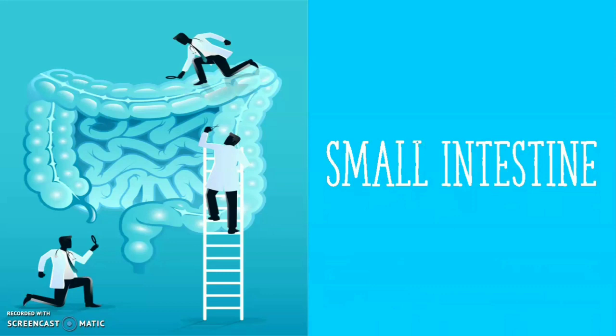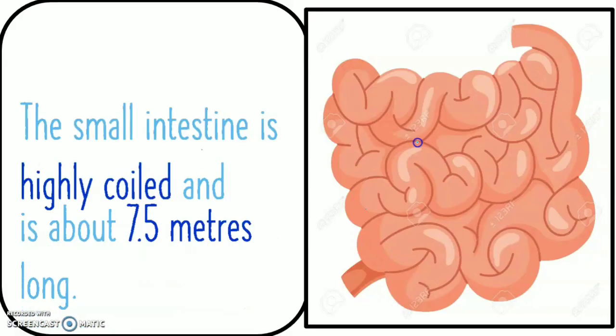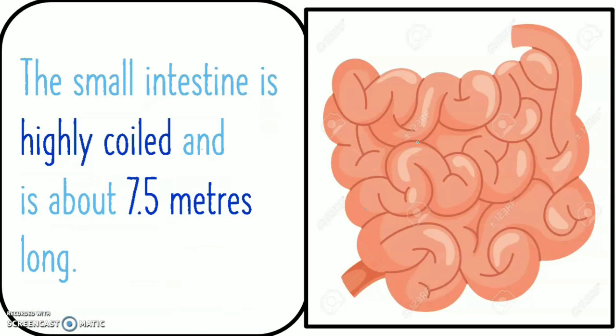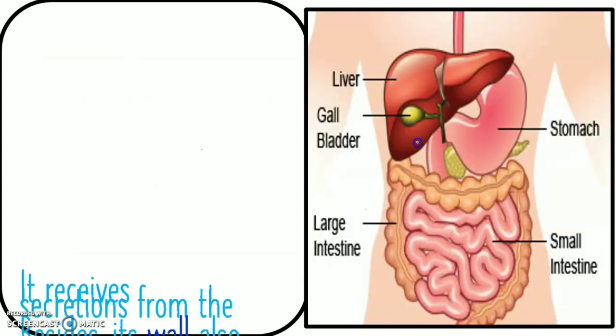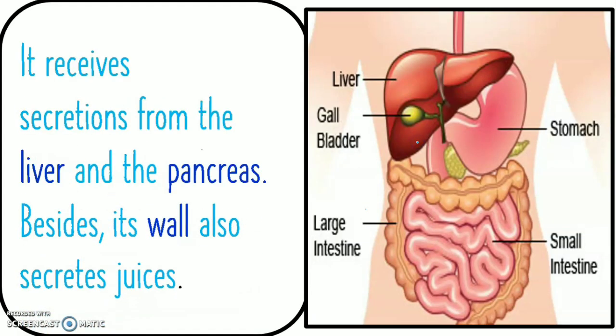Then the food comes to the small intestine. The small intestine is highly coiled and it is about 7.5 meters long. It is that long, but it doesn't look that long because it is highly coiled. It gets the digestive juices from the liver and the pancreas. But along with the secretions from the liver and the pancreas, the wall of the small intestine also secretes digestive juices.